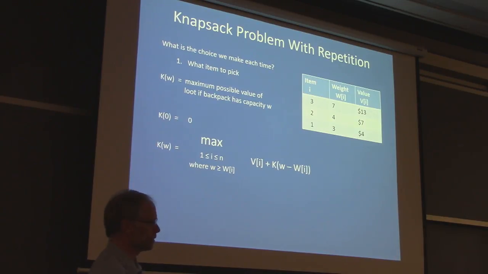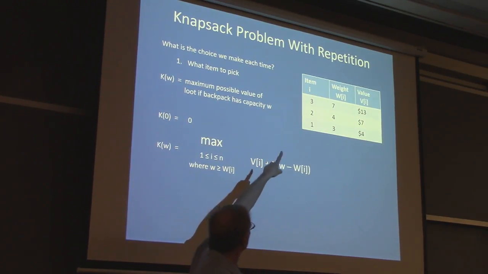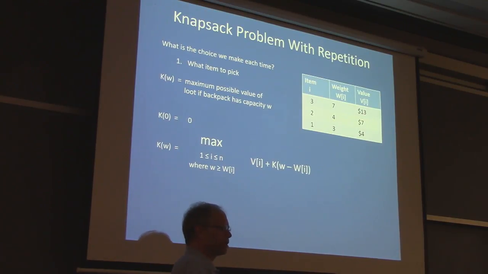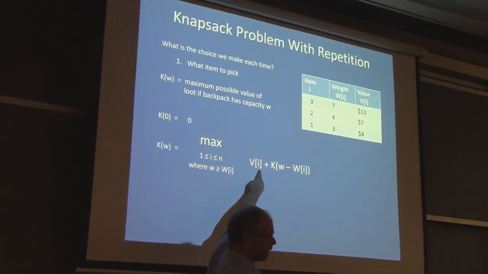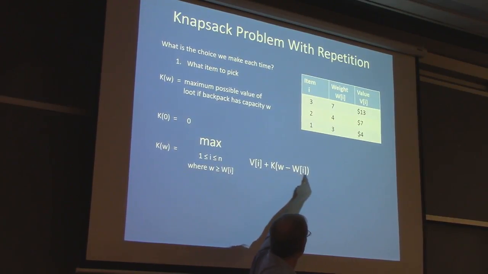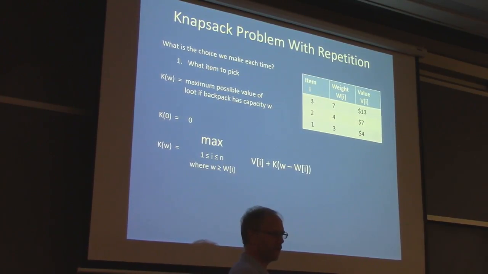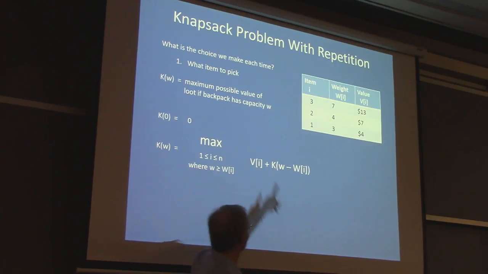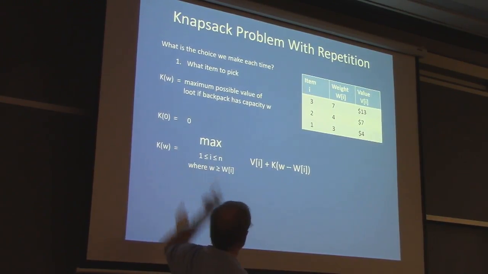The recursive case was just this. So essentially what this says is, for each item, you've got to decide which one to steal. So if you steal item I, your value will be V of I, plus the best you can do with the remaining space in the knapsack. And for all I, you try this out for each I, and you figure out which one is bigger. And that's the best you can do with this knapsack.